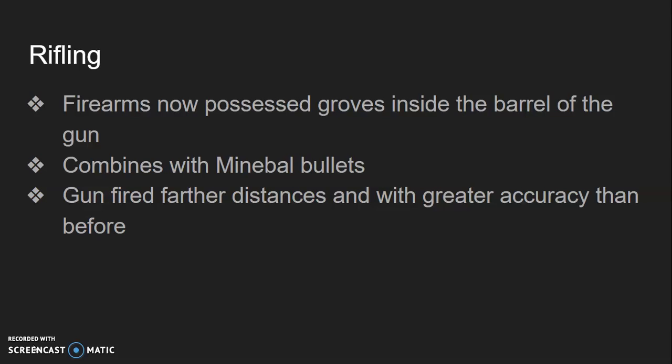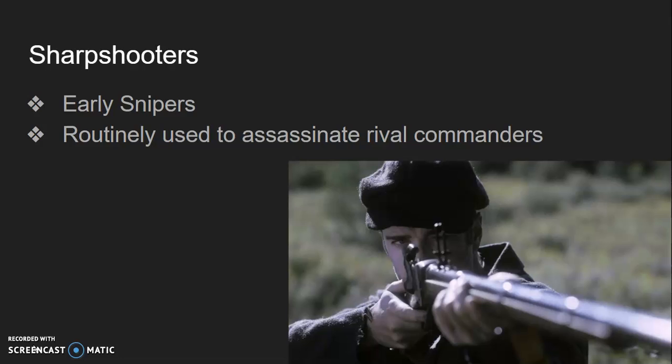Quickly, we see armies developing versions of trench warfare, where soldiers would end up hunkering down behind massive earthen walls and then peeking out from behind them when possible to fire upon the enemy. This development leads to the rise of sharpshooters, a type of early sniper. They were routinely used to assassinate rival commanders.